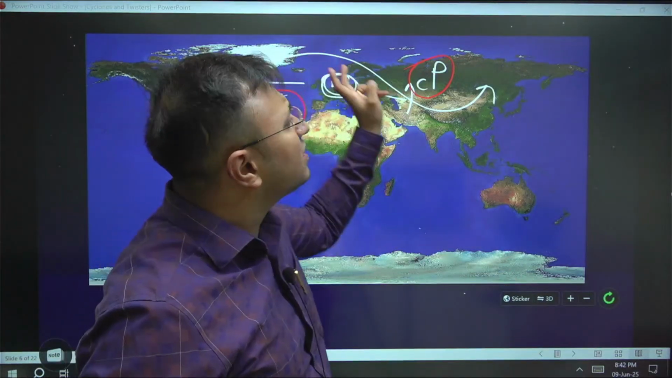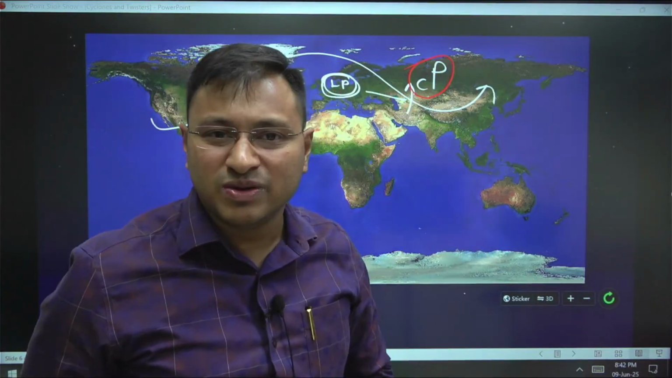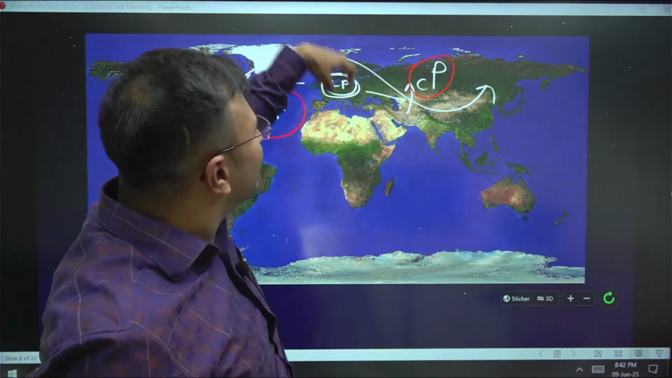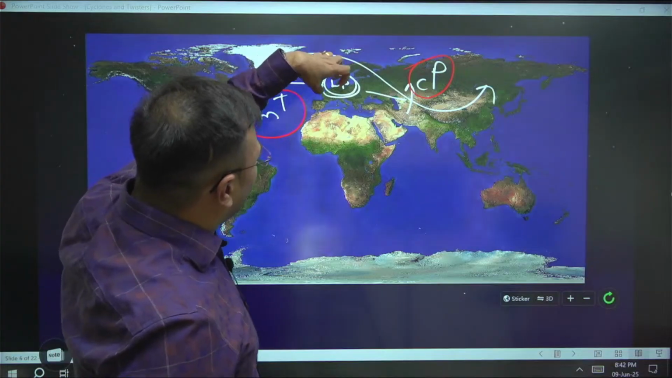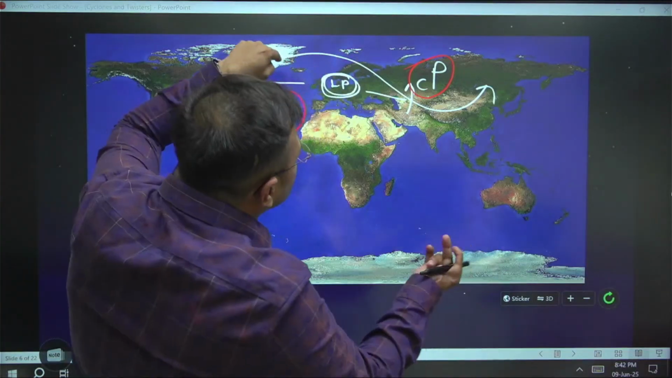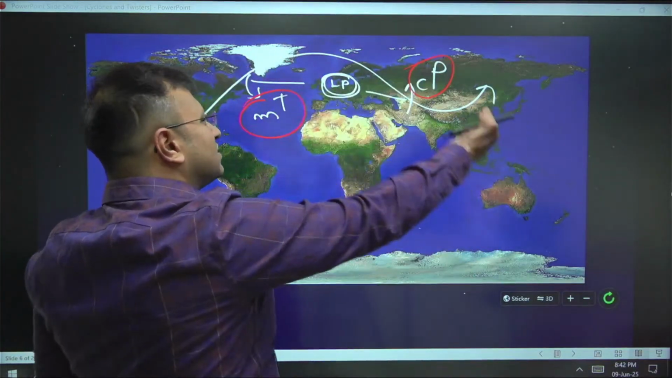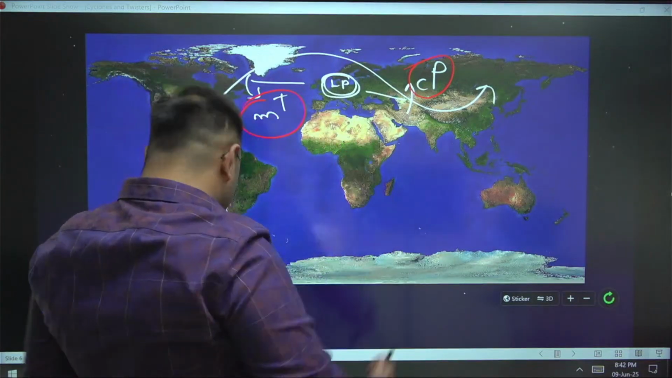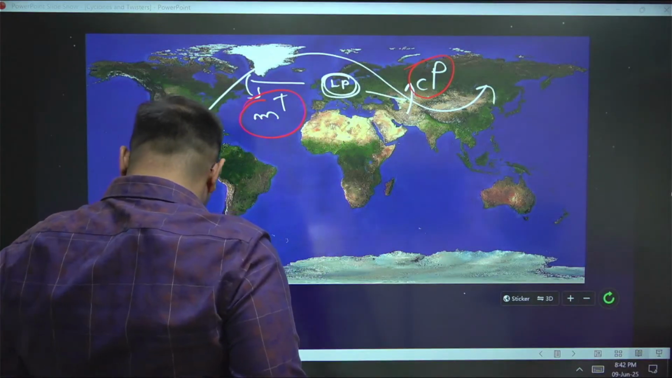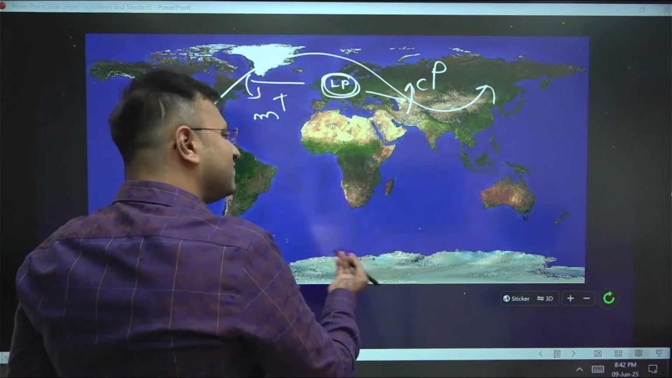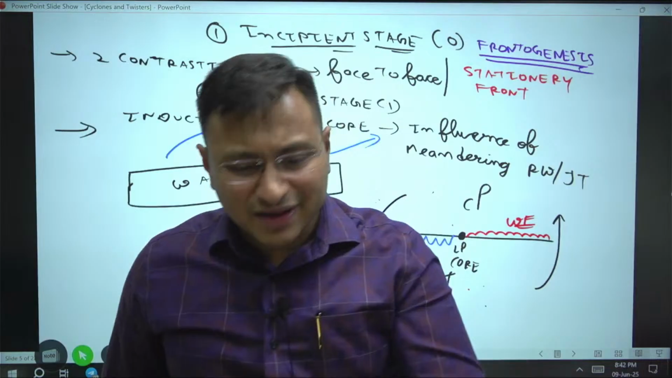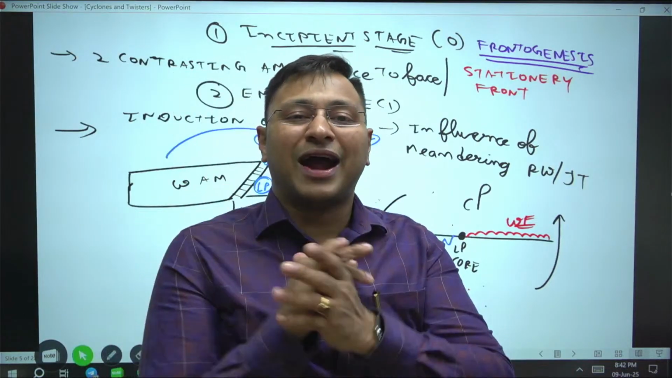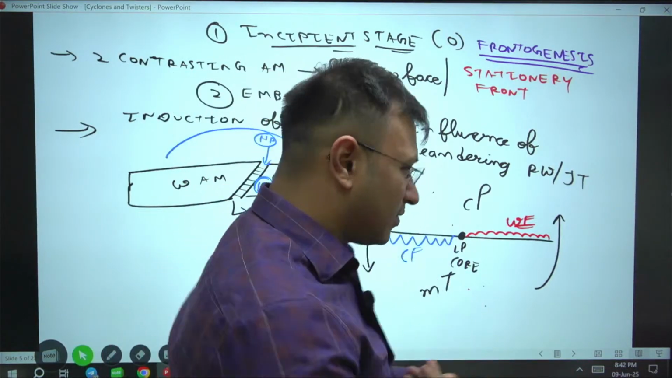Now, under the influence of a meandering Rossby wave or jet stream, you are having a low pressure core induced. So now, alongside this low pressure core, these two air masses are starting to spin. The spin is anti-clockwise if you are in the northern hemisphere, and it is clockwise if you are in the southern hemisphere. Now guys, everybody focus on my hand directions because this is very important.